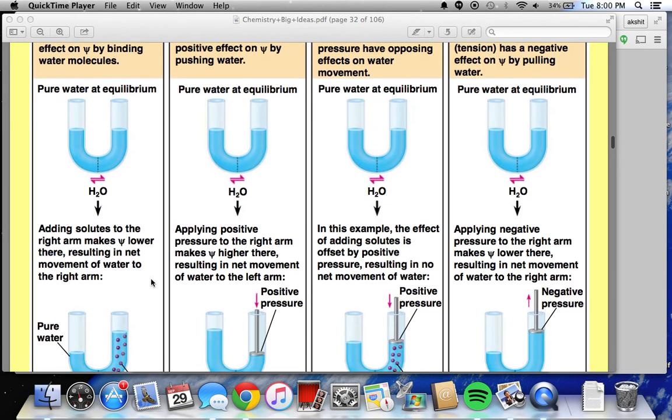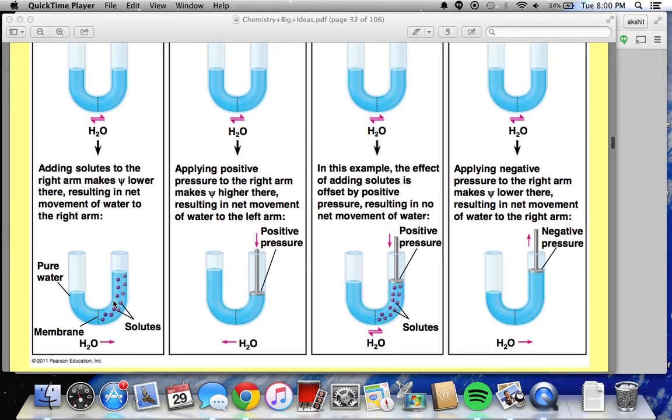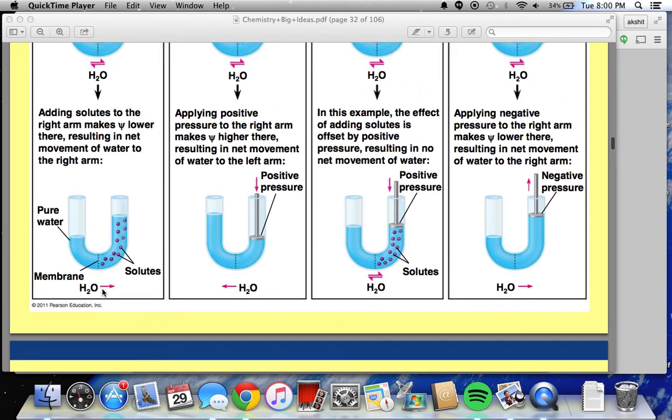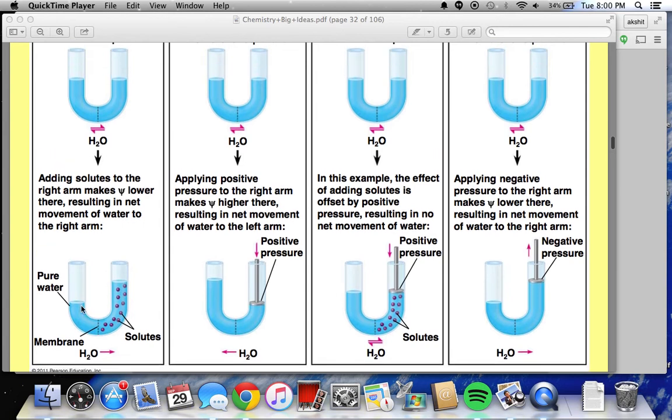So I'm just going to talk about water potential and how it changes. Adding solutes makes the water potential lower, and you'll see why when we look at the equation in just one second. It makes it lower, so because now the left side is greater than the right side, the water goes from the left to the right.